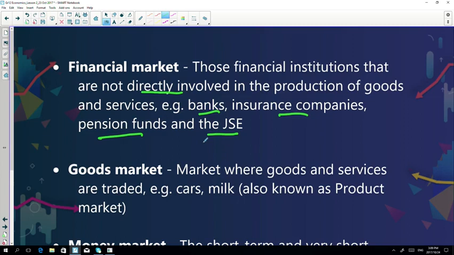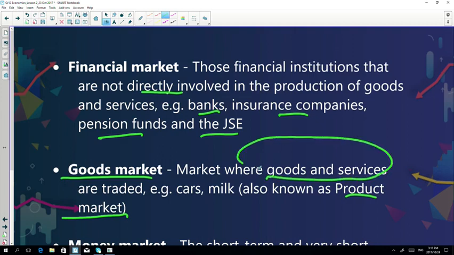Then we also learned about the goods market, a market where goods and services are traded, for example, cars and milk, also known as the product market. The focus here is the goods and services. And remember, we said when we refer to products, we are actually referring to goods and services.